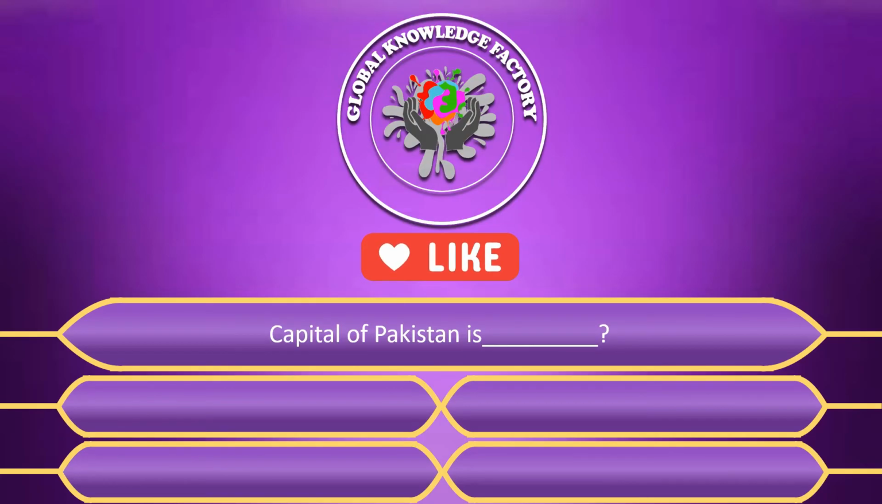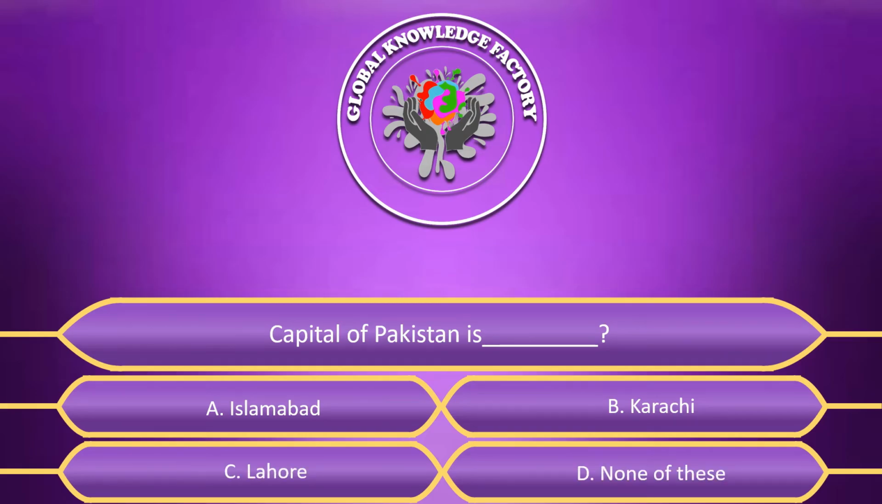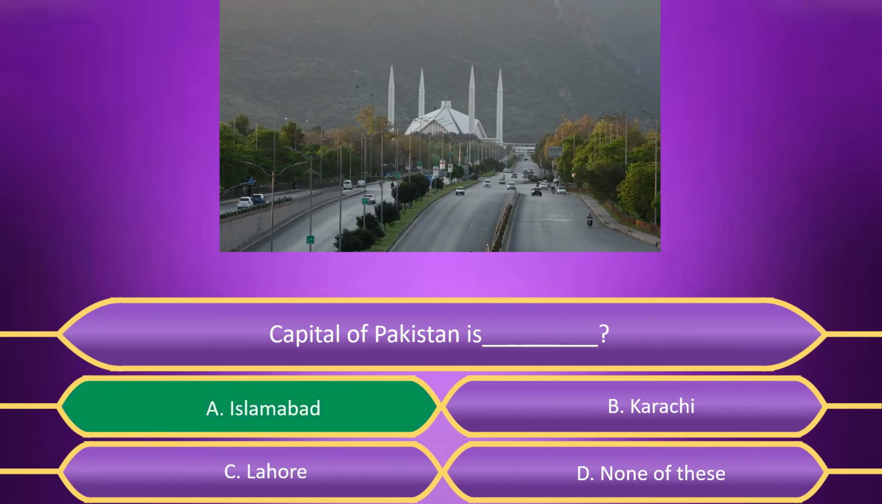Capital of Pakistan is dash: A Islamabad, B Karachi, C Lahore, D none of these. Answer is A Islamabad.